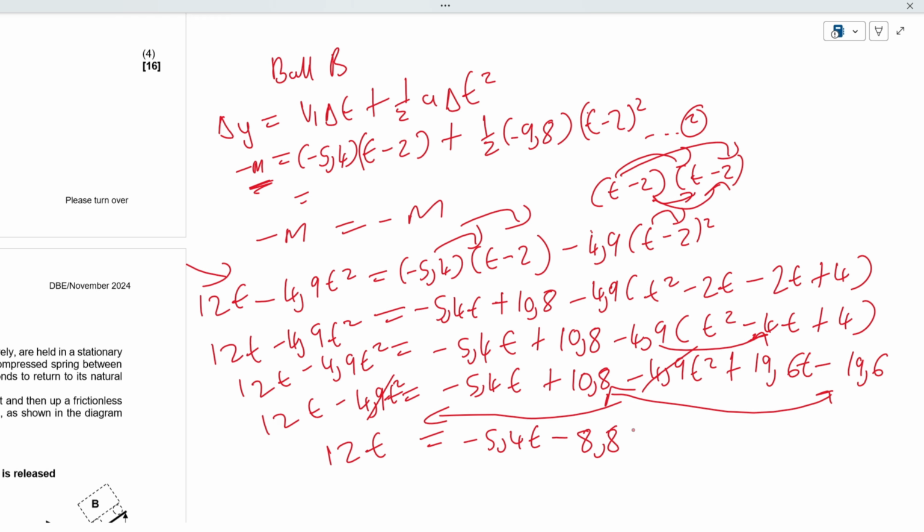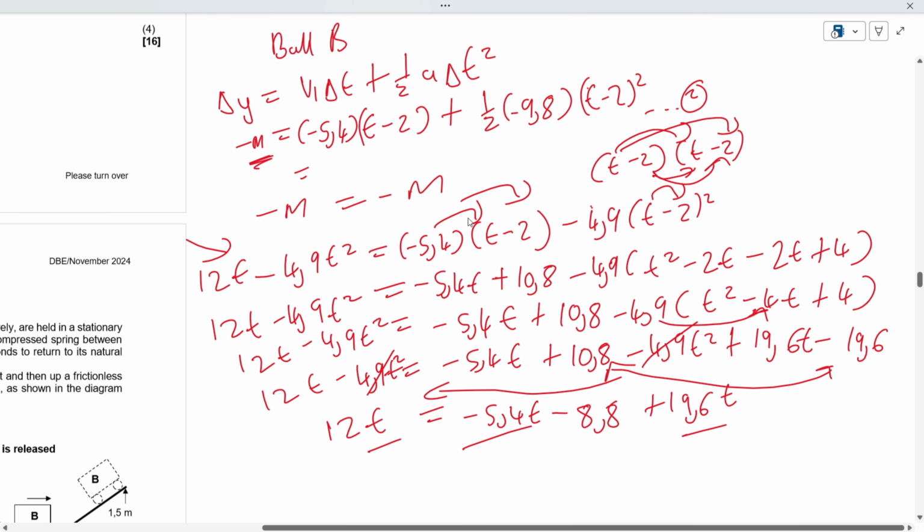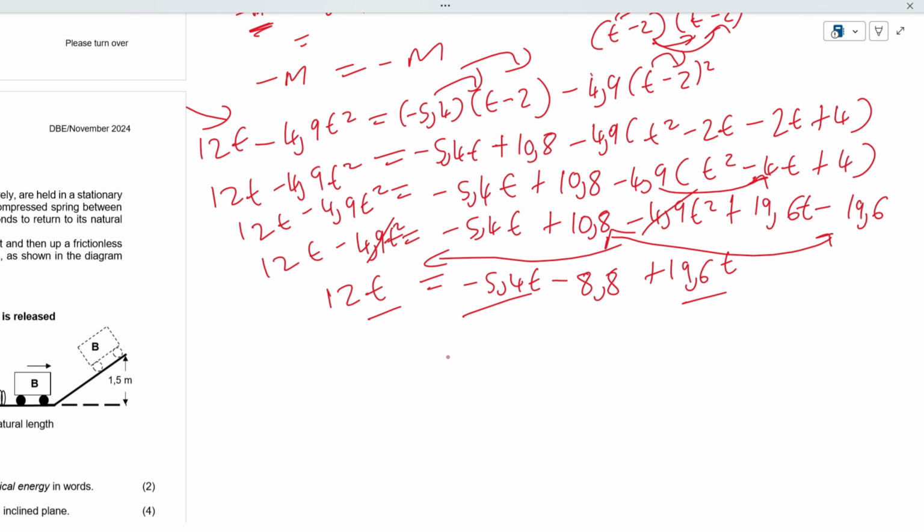It's just negative 8.8 only. And then now we are left with plus 19.6t. Okay, and then the common factors, this and this and this. So now we are just going to say t equals to, so t equals to, now okay, let me just write everything here.